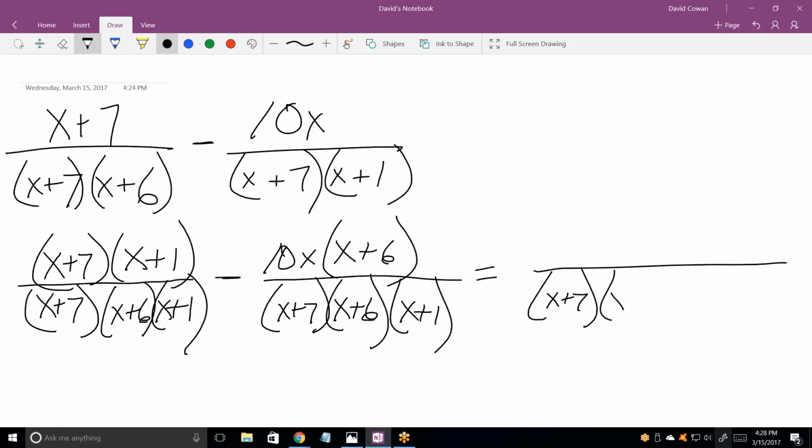Yeah. And I mean nobody. I have not worked with an algebra student that has had this level of difficulty on these problems.